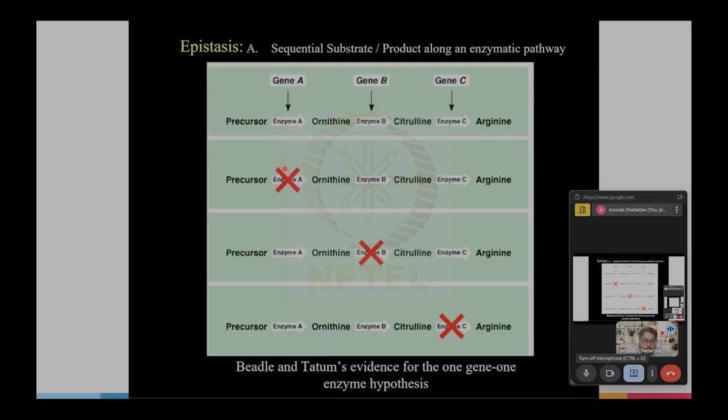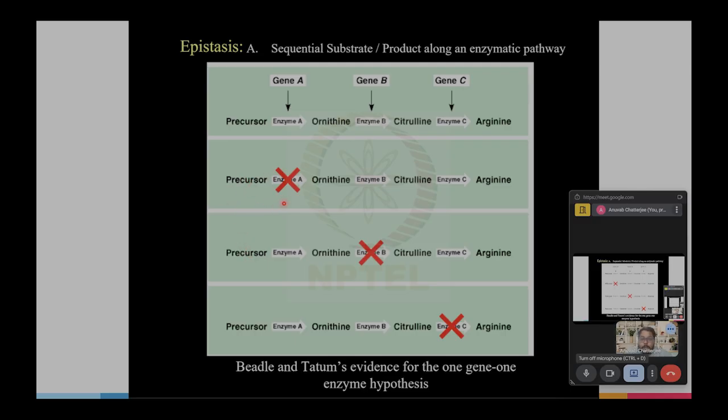In sequential substrate pathways, you can see from the example very clearly that if the double knockout is really similar to the phenotype of only gene A single knockout, then gene A lies upstream of gene B. In the double knockout you only have precursor, but in the gene B knockout you have ornithine, so it has moved forward one step. But without gene A it does not move to ornithine. In the double mutant and single A mutant you only find the precursor.